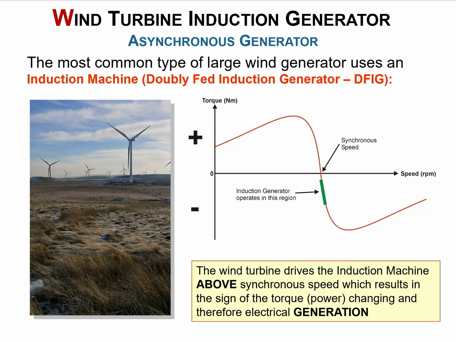So there are two main categories of generators. The first one is the asynchronous generator, and the second one that we will discuss later is the synchronous generator.